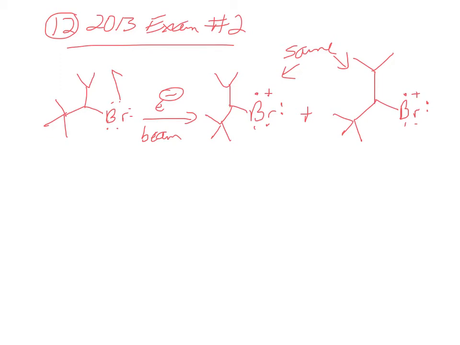So remember what an alpha cleavage is: you break the bond between the alpha and the beta carbon. Here, whatever carbon is attached to the thing that lost an electron is considered the alpha carbon. So this is the alpha carbon. That would make this a beta carbon and this a beta carbon. The things attached to the alpha carbon are the beta carbons.